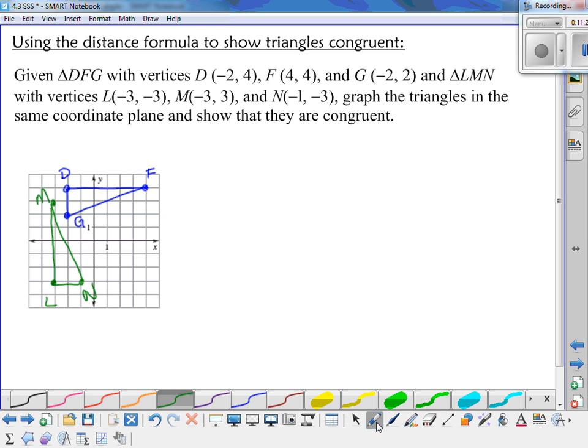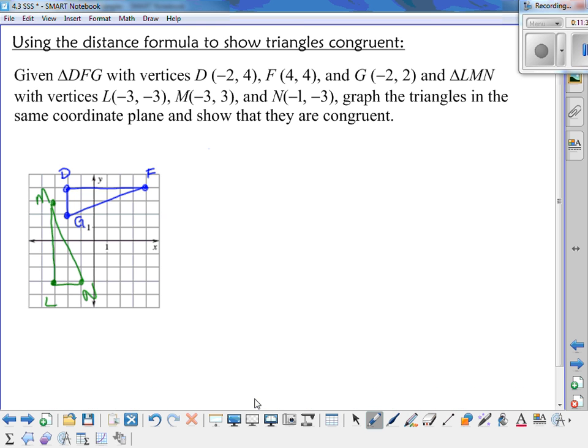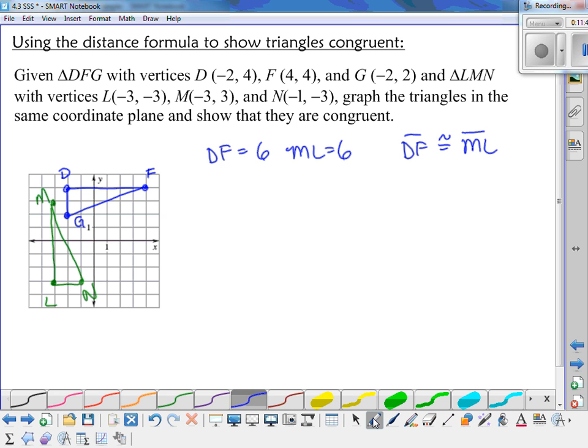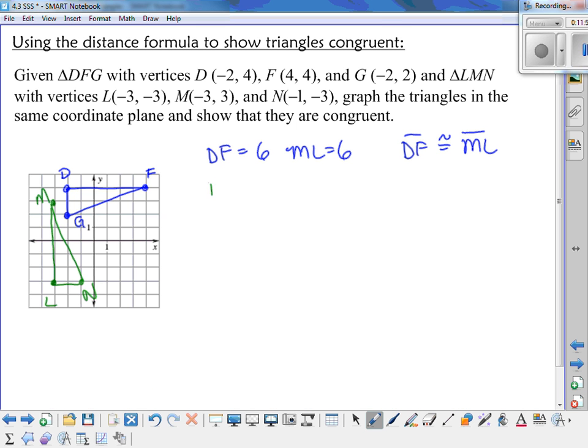All right, well, they were nice to us on this one. They gave us some of the lengths right on there. I can see that DF is equal to 1, 2, 3, 4, 5, 6. And I see that ML is also equal to 6. So I know that DF is congruent to ML because they have the same side lengths. Then if I look at DG, it has a length of 2, and LN also has a length of 2. And so I know that DG is congruent to LN. All right, that's 2 of my sides. Now I just have to show the third sides are congruent.